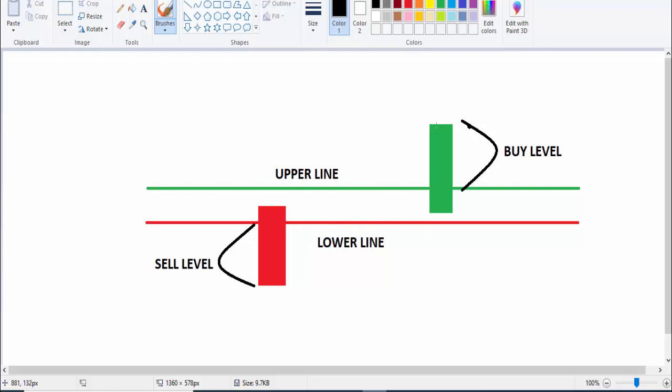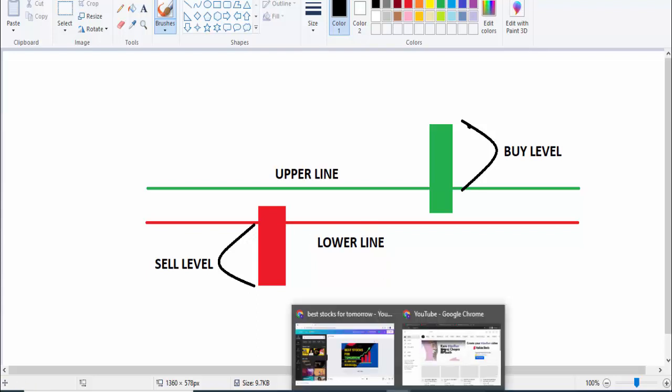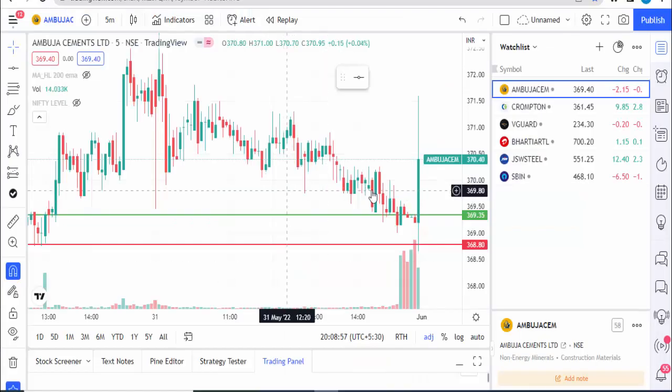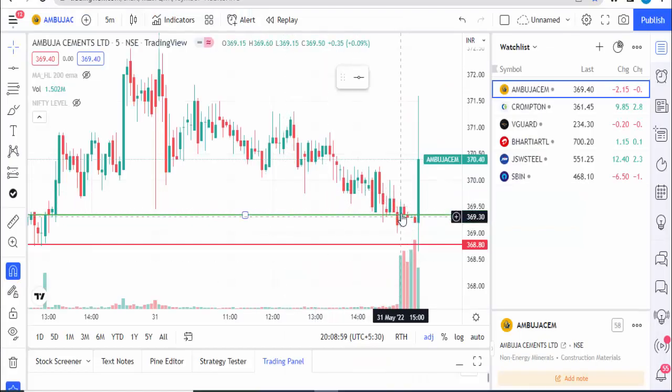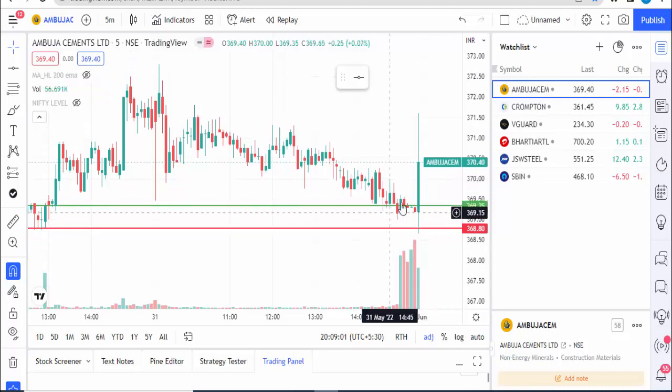Any bullish candle, a 5 minute bullish candle closing above this line, then only we can go for buy. In the same way, any red candle, that means a bearish candle, that touches and closes below the lower line, that means the red line, then only sell. So as per this strategy, in Ambuja Cement we didn't get a chance to trade today. The market touched the level only at closing time, so we are not taking a trade at the closing time.